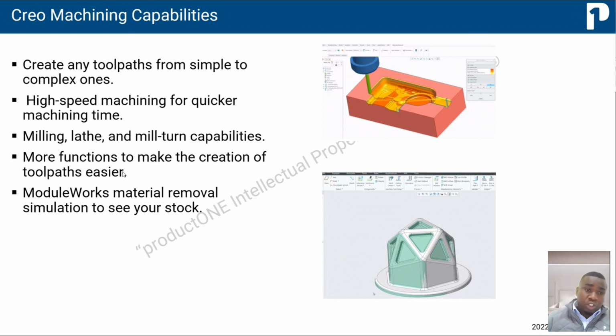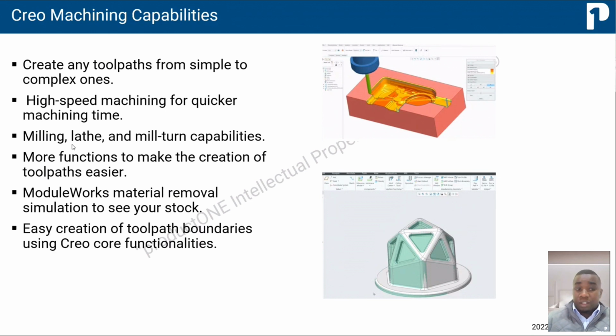Something that is also new is that you've got a material removal simulation. This has been introduced from Creo 4 onwards. So now you do not have to use VERICUT software to do the material removal simulation. The simulation is now built into Creo, so you can see how your material is being removed before you output your G-codes for your machine.